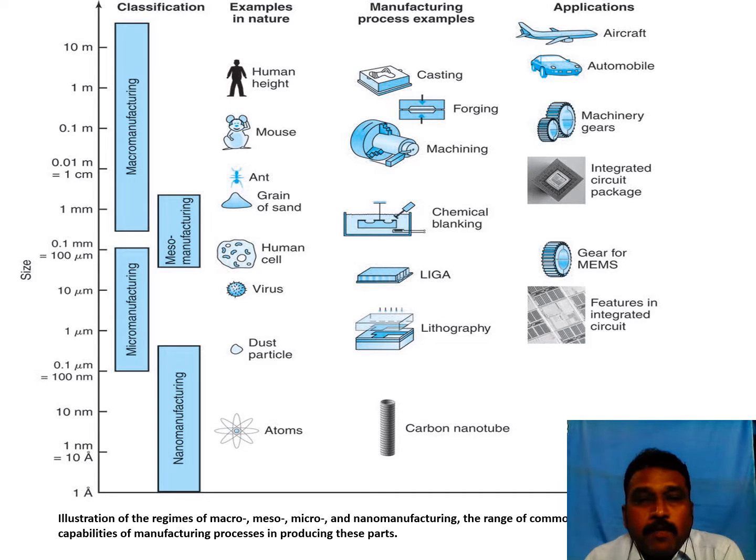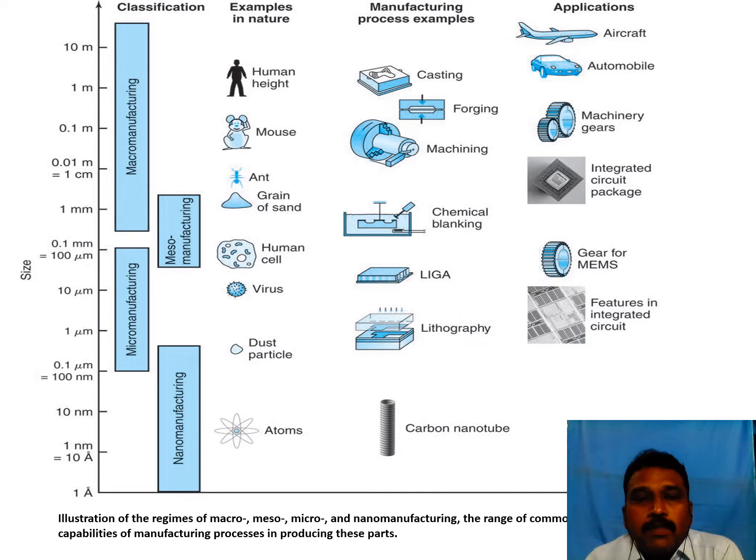You can see that macro manufacturing starts from a product size of less than 1 mm, that is 0.5 mm, up to 10 meters, whereas micro manufacturing starts from microns to nanometers, and then nano manufacturing starts from 0.5 micron down to the terms of angstroms, and then meso manufacturing lies in between the micro and macro manufacturing.